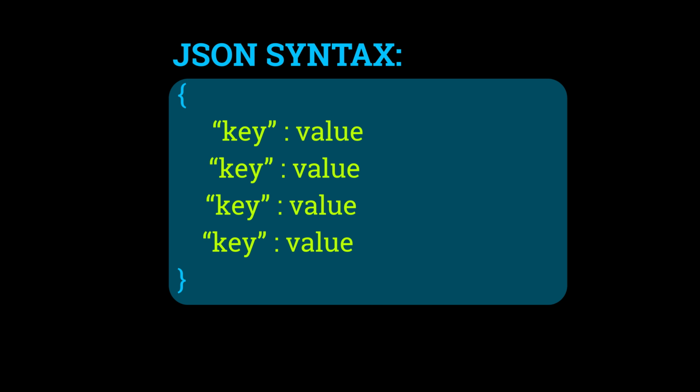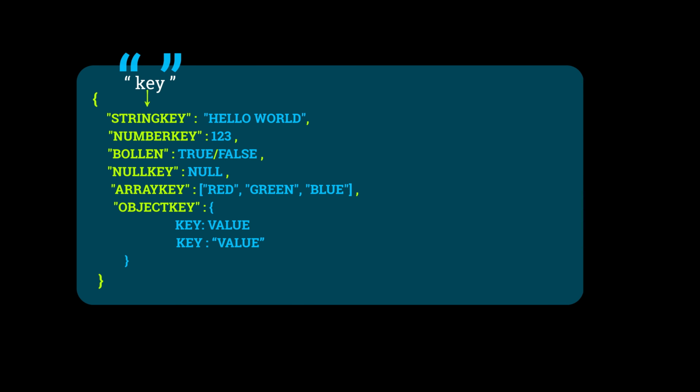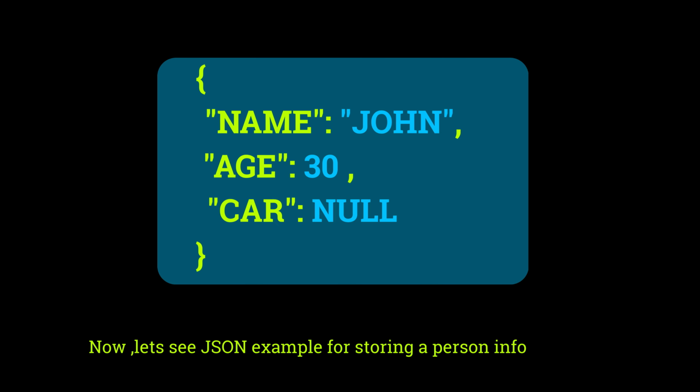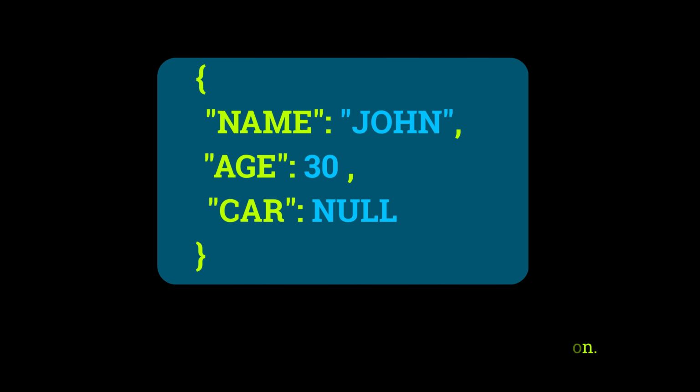And this is JSON syntax. JSON is always put inside curly braces, and JSON is written as key-value pairs. Keys are always in double quotes, and values can be strings, numbers, booleans, null, arrays, or even other objects. Now let's see a JSON example for storing a person's information. Here, name, age and car are keys, and John, 30, and null are its values.